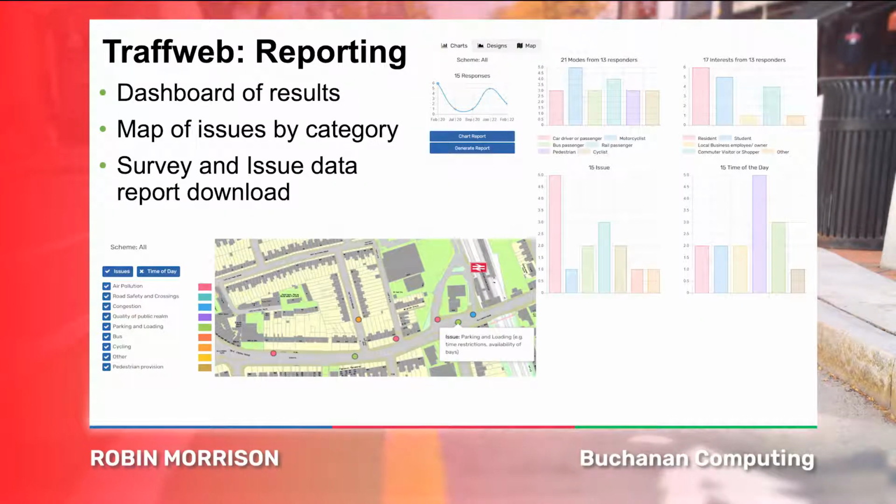And then on the reporting side for the designers in the city, they can log in, view a dashboard of results of the various issues by category, and then also get a map of the issues, displaying anything location-based, and also download reports of the data, the survey data itself.